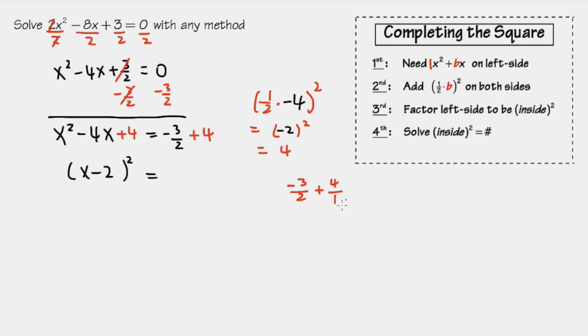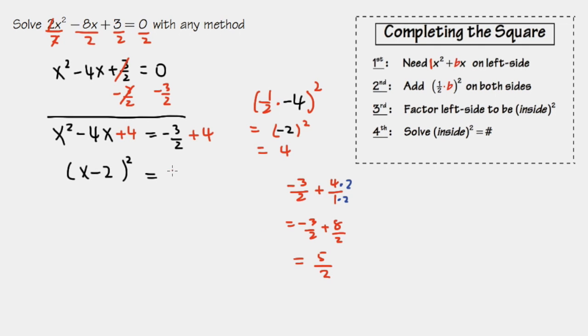And then we will have to get the common denominator. Let me multiply this by 2 on the top and on the bottom. And then this is going to be negative 3 over 2 plus 2 times 4 is 8. 2 times 1 is 2. So this is just what we have. And then negative 3 plus 8 is positive 5 over the same denominator 2. So on the right hand side, this right here is 5 over 2.